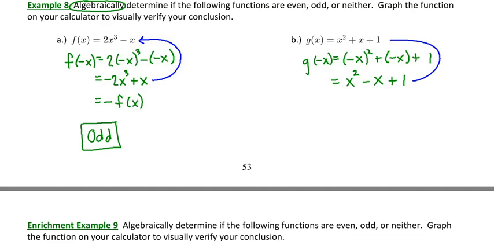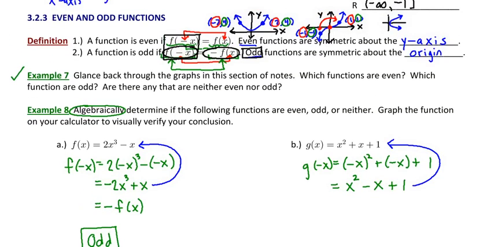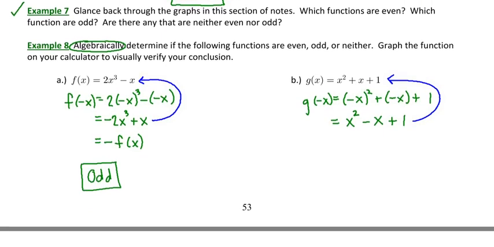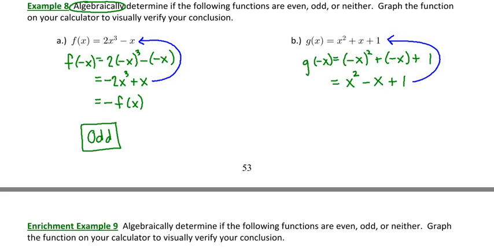Now we want to compare it to the original function. Now, the first term stayed the same, the second term changed sign, and the last term stayed the same. So it didn't stay exactly the same. If after I simplify, I get exactly the same thing, we would end up with an even function. Or if all of the terms changed sign, we would have an odd function. But neither of those occurred. So in this case, we can say our function is neither even nor odd.